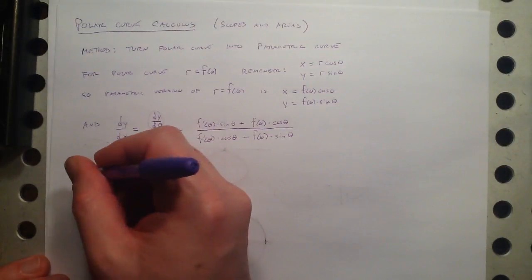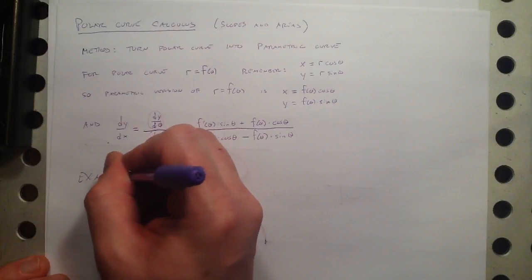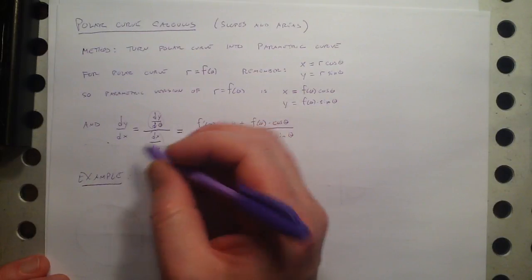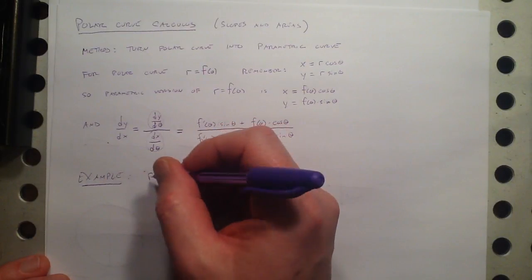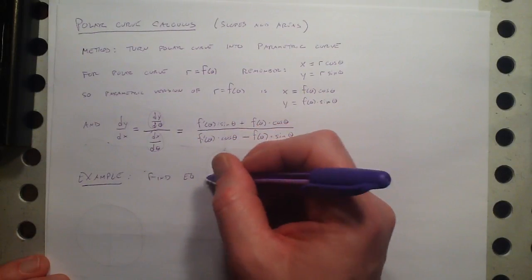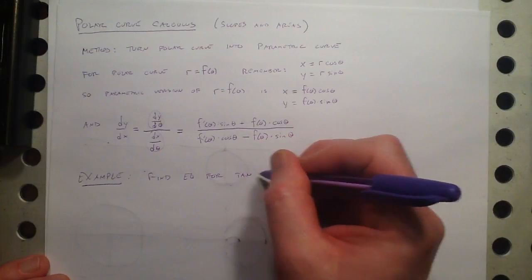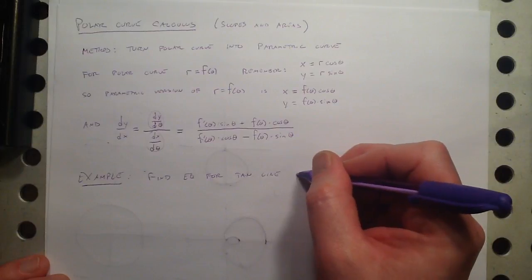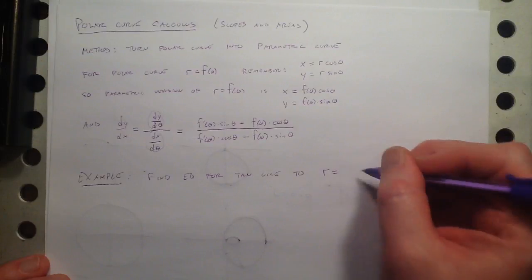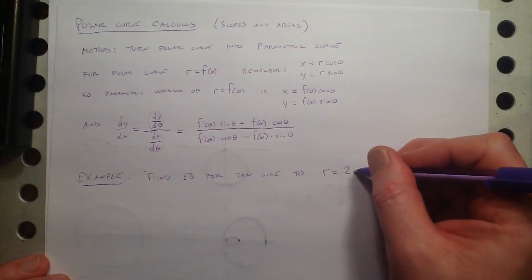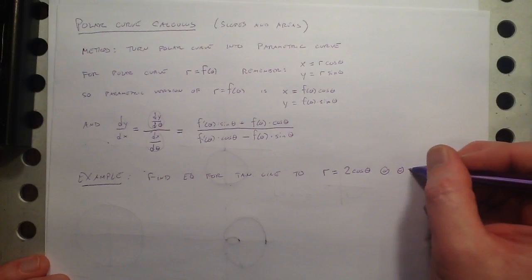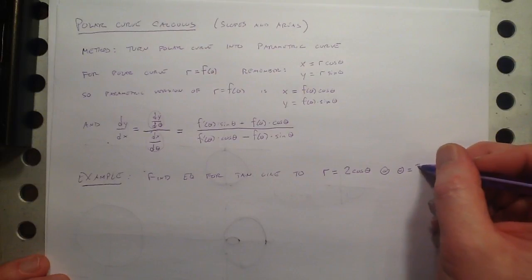So let's do an example. I don't know why I wrote the whole word example out there. That's weird. I usually write just EX. Who knows? So find the equation for the tangent line to the curve r equals 2 cosine theta at the point where theta is equal to pi over 3.